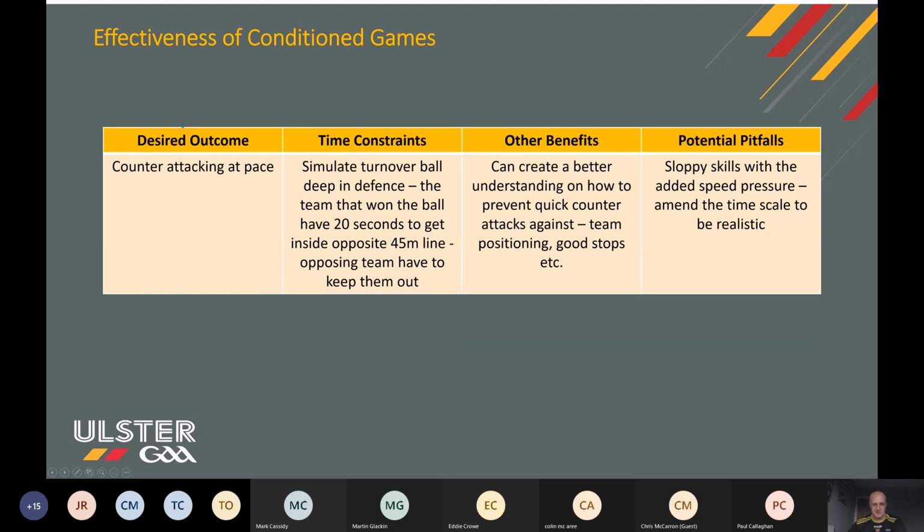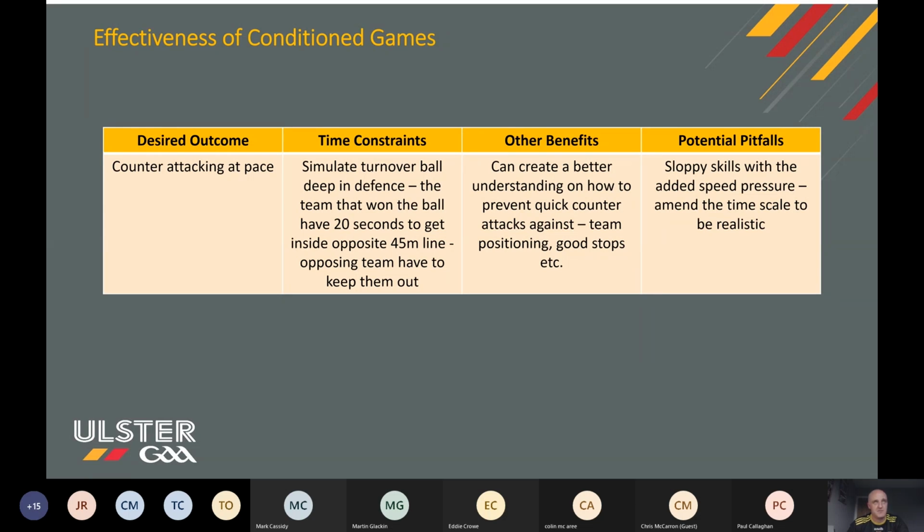Our time constraints. So how can we manipulate time constraints? And the one I have here is the counter-attacking and pace. So we want to try and really encourage a team, if we win the ball in our own defensive area, we want to get that ball up the pitch as soon as possible. I always equate a counter-attack or a transition as basically a foot race. It's a straight foot race between the team that have just won the ball and the team that have just lost it, to see who can get up to that far end of the pitch quicker.